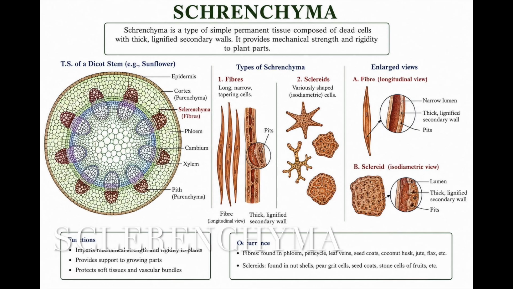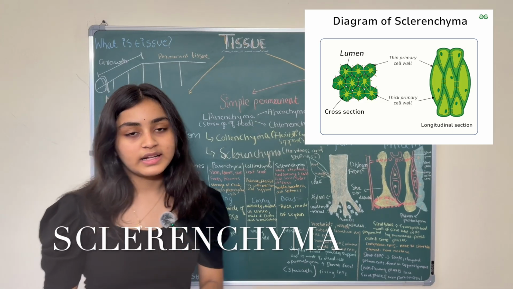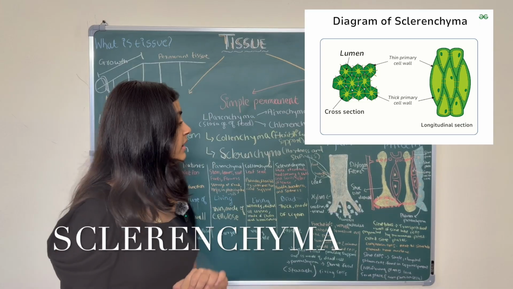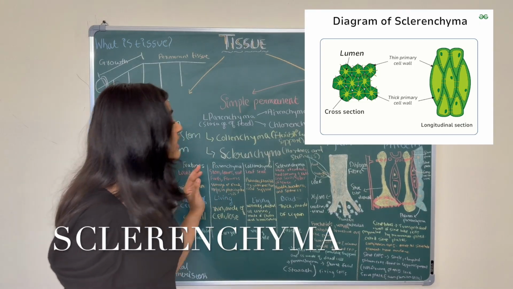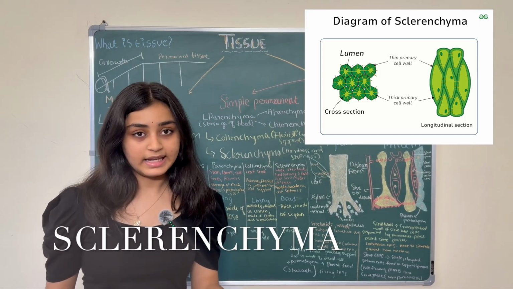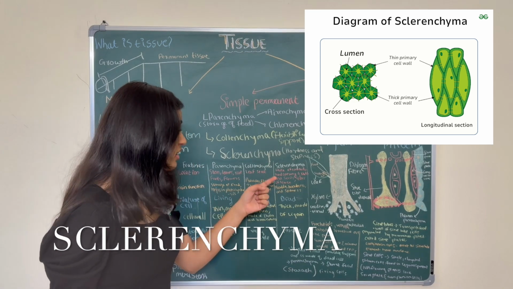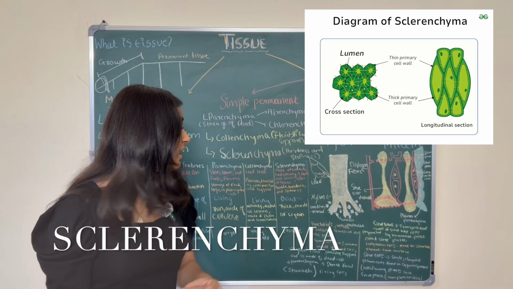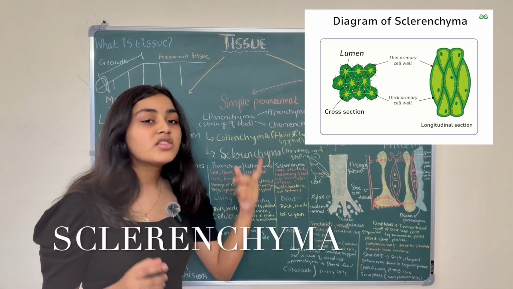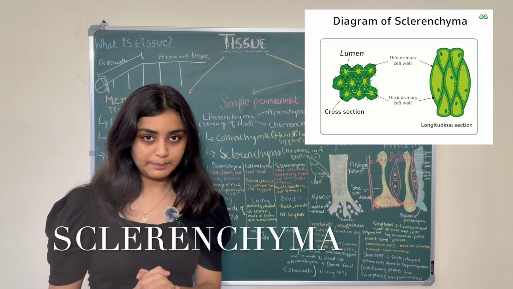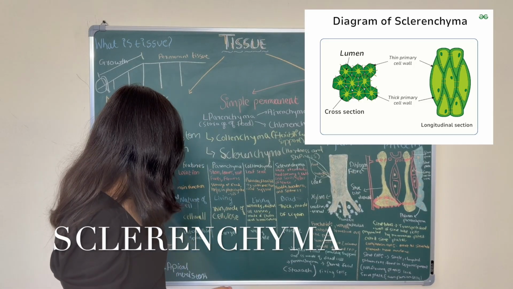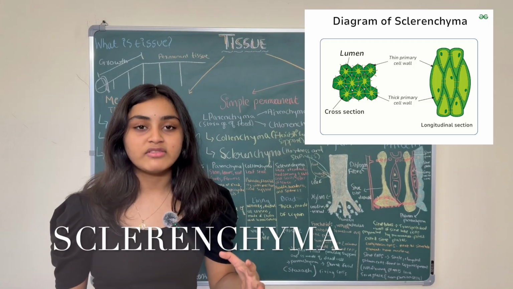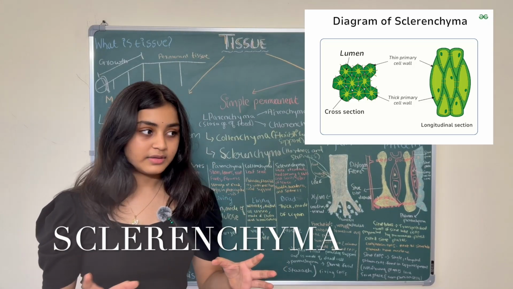Now, moving on to sclerenchyma. The main role of sclerenchyma is to provide hardness and stiffness to the tree, right? Sclerenchyma is found in the husk of the coconut, the hard covering of the nuts and seeds, and it is also found in the veins of the stem. The main function of sclerenchyma is to provide hardness and stiffness to the plant.